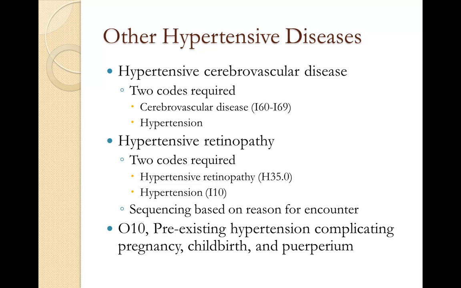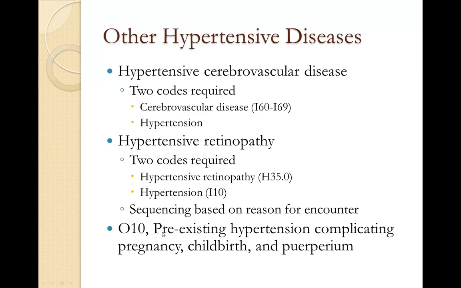Couple more areas with hypertension. We have hypertensive cerebrovascular disease and hypertensive retinopathy. Just a heads up that you do need two codes here. So here we'd have the cerebrovascular disease and the hypertension. Here, even though this reads hypertensive retinopathy, you still code the hypertension in addition to this H code. And then your sequencing is going to be based on their reason for the encounter. Are they treating the retinopathy or are they treating the hypertension?